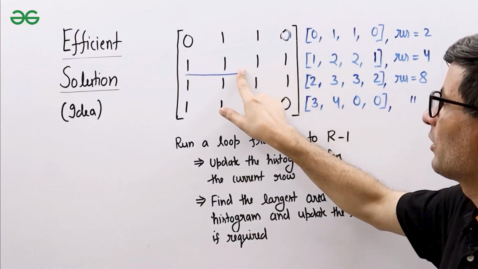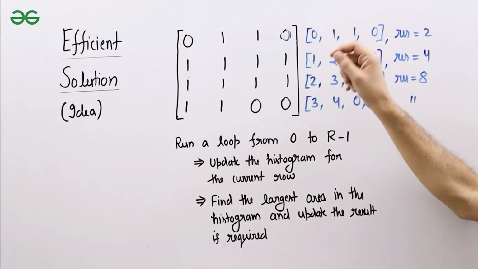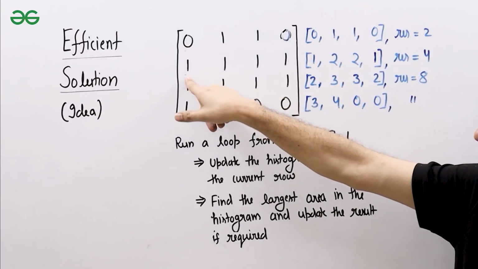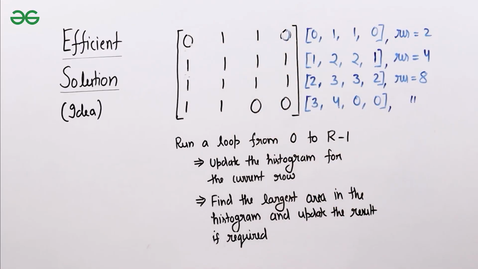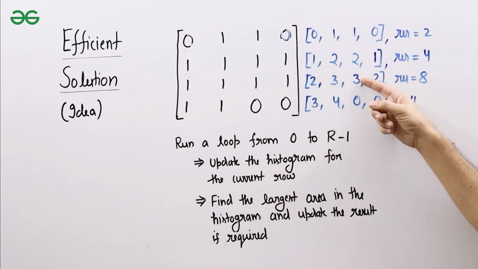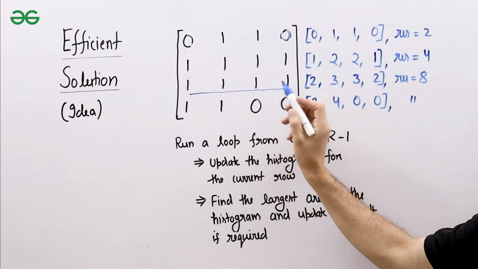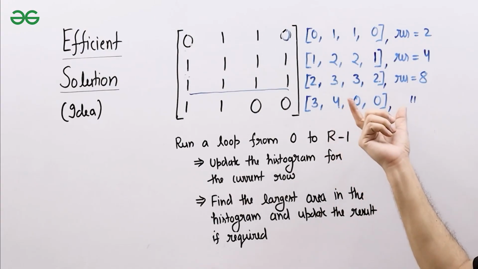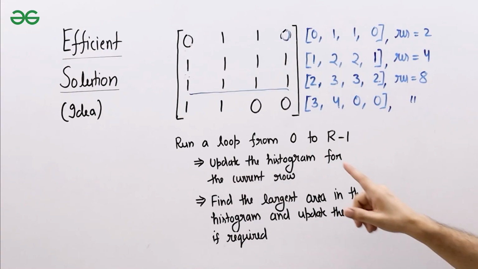Now we come to the next row, and whenever you are moving down a row, what are you doing? If you see a 1, then you add 1 to the previous value. Suppose you had a 1 here, you added 0 plus 1, 1; 1 plus 1, 2; 1 plus 1, 2; 0 plus 1, 1. Now you do the same thing for this row: 1 plus 1, 2; 2 plus 1, 3; 2 plus 1, 3; and 1 plus 1, 2. Now you consider this as a base of the histogram and compute the area of the largest rectangle, and this time you get 2 into 4, 8 as the largest area. So you again update the result.